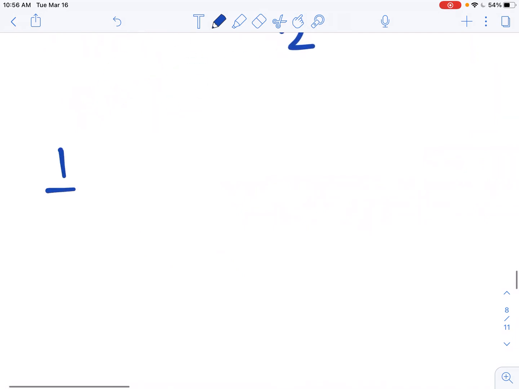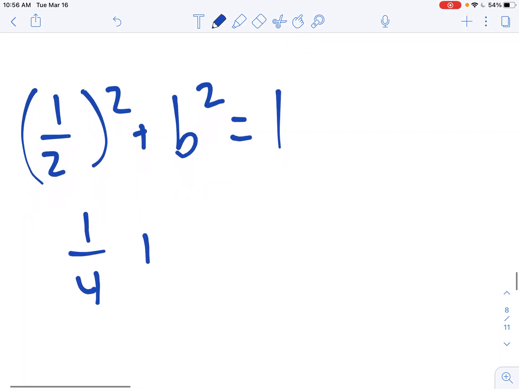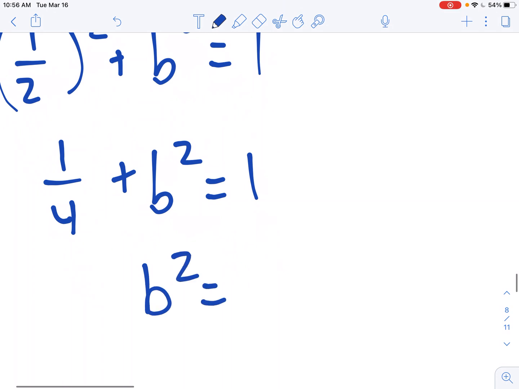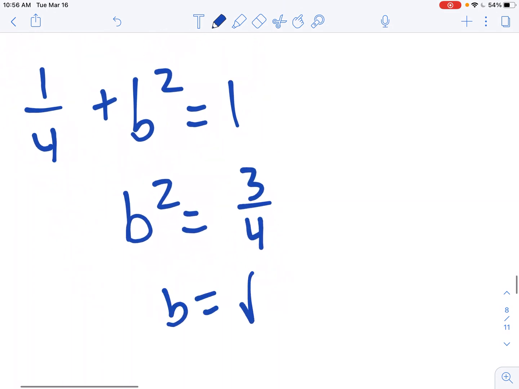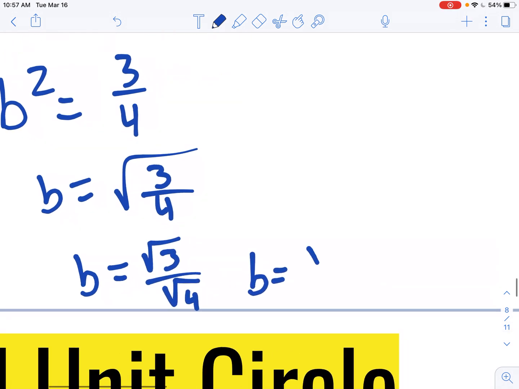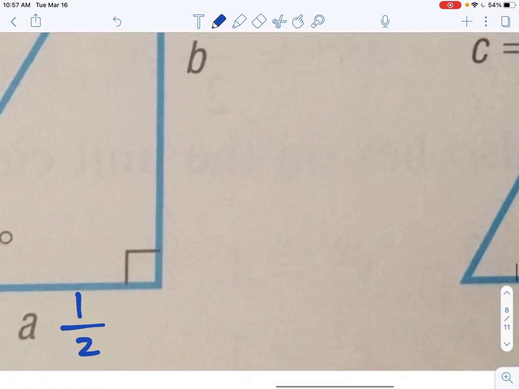So 1/2 squared plus B squared is equal to 1. 1/4 plus B squared is equal to 1. B squared is equal to 3/4. B is equal to the square root of 3/4. B is equal to the square root of 3 over the square root of 4. B is equal to the square root of 3 over 2. And now this is my side length opposite 60.